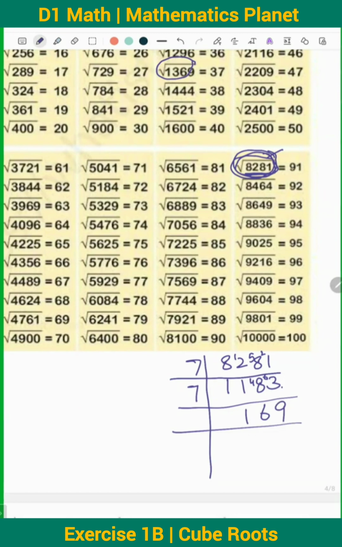Okay, now with which table? 3. Not 3. I am going to revise the divisibility rules with you. Okay. Which table? 169.